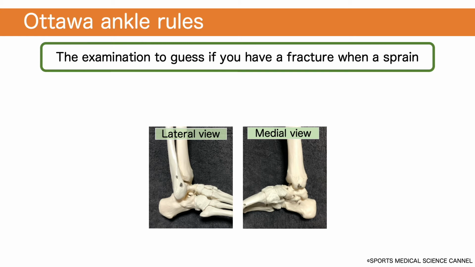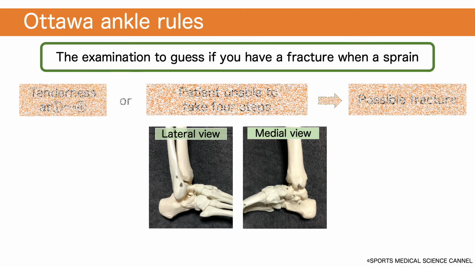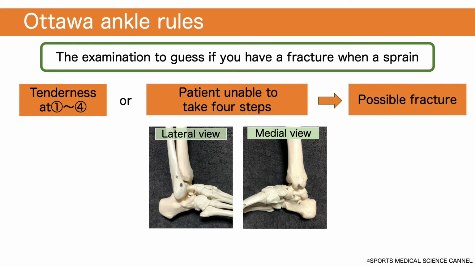There are evaluation methods called Ottawa ankle rules to identify if you may have a fracture at such times. This evaluation confirms whether it is painful by pressing tenderness at the 4 designated points. Or check if you can walk more than 4 steps. If any of these are true, it is judged that there is a possibility of fracture.